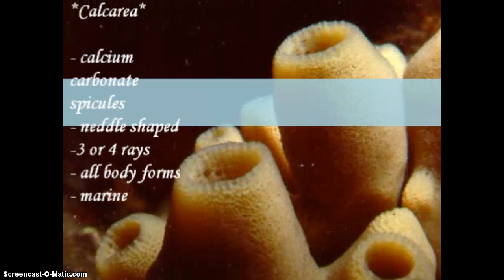Now the first class of sponges, or Porifera, is the Calcarea. They are made of calcium. They have calcium carbonate spicules. They're needle-shaped, 3 or 4 rays, all body forms, and are marine.